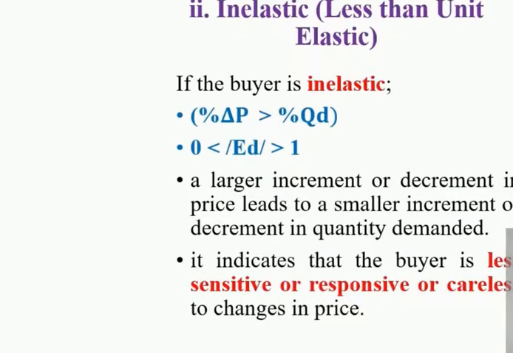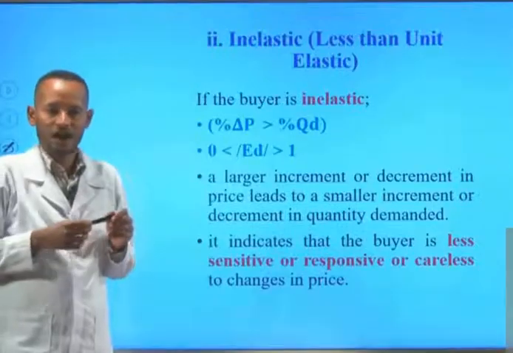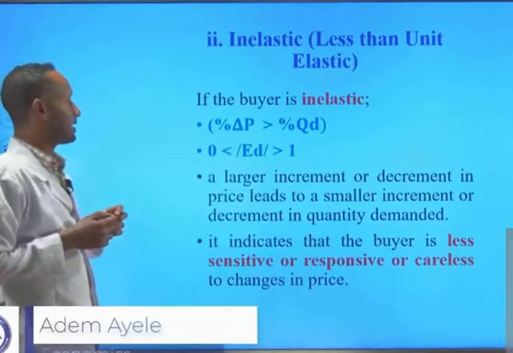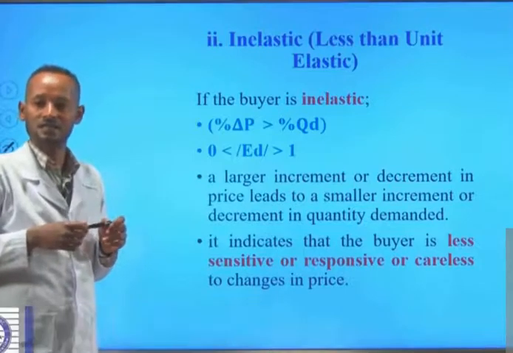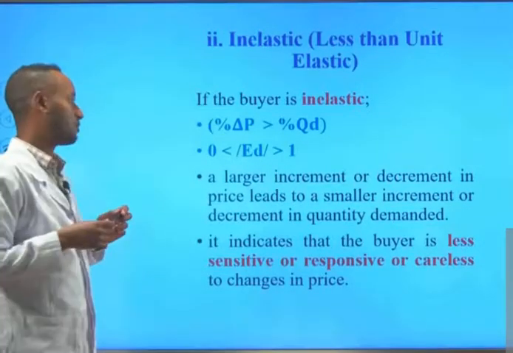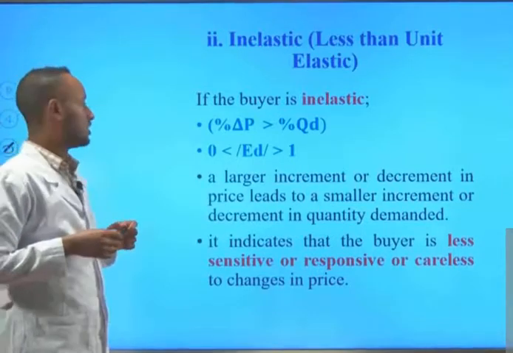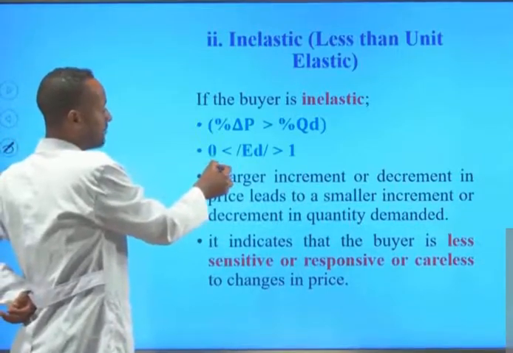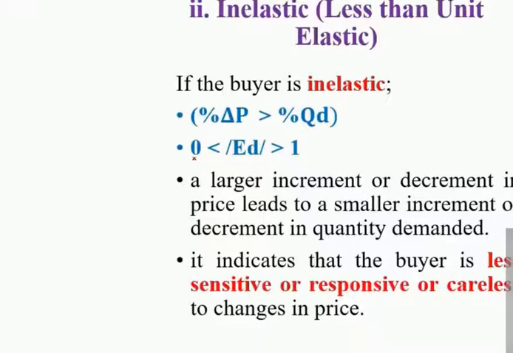Now, let's see the inelastic range of price elasticity of demand. The buyer is said to be inelastic if the percentage change in price is greater than the percentage change in quantity demanded. That means, even though there is a higher change in price of a commodity, if the resulting change in quantity demanded is too small, then the buyer is said to be inelastic, indicating that he is less sensitive, less responsive to changes in price of a commodity, or simply careless to changes in price of a commodity. Mathematically, after calculating the price elasticity of demand, if you get an elasticity of demand value that lies between 0 and 1, then you can conclude that the buyer is inelastic.